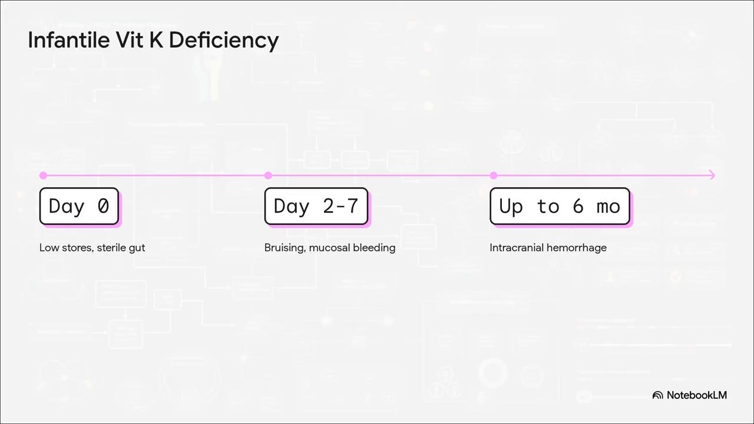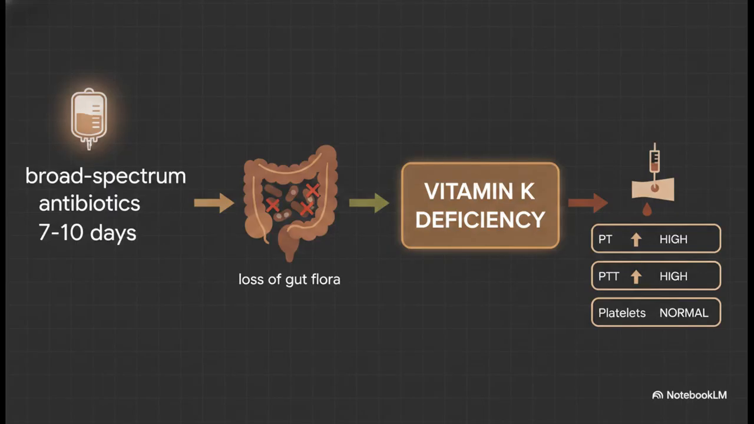Since vitamin K is required for factors 2, 7, 9, and 10, the PT elevates first. If it gets severe, the PTT will go up too, which can lead to devastating late-onset intracranial hemorrhage. But hey, this isn't just a pediatric issue. In adults, keep a very close eye on hospitalized or postoperative patients.